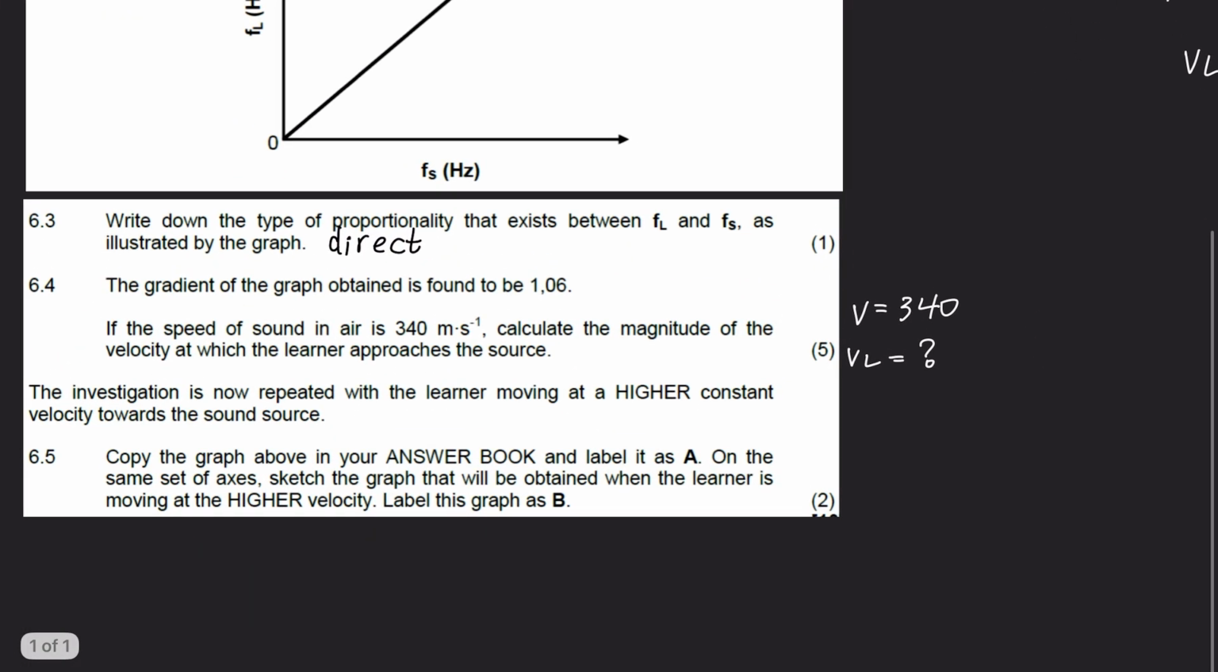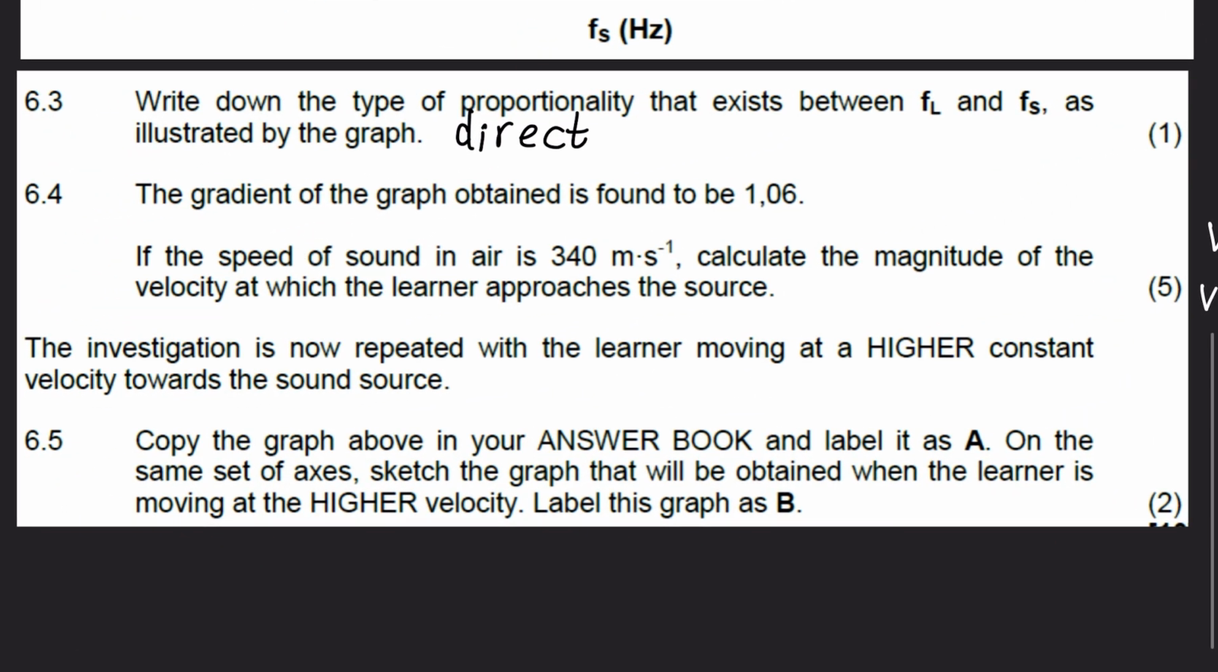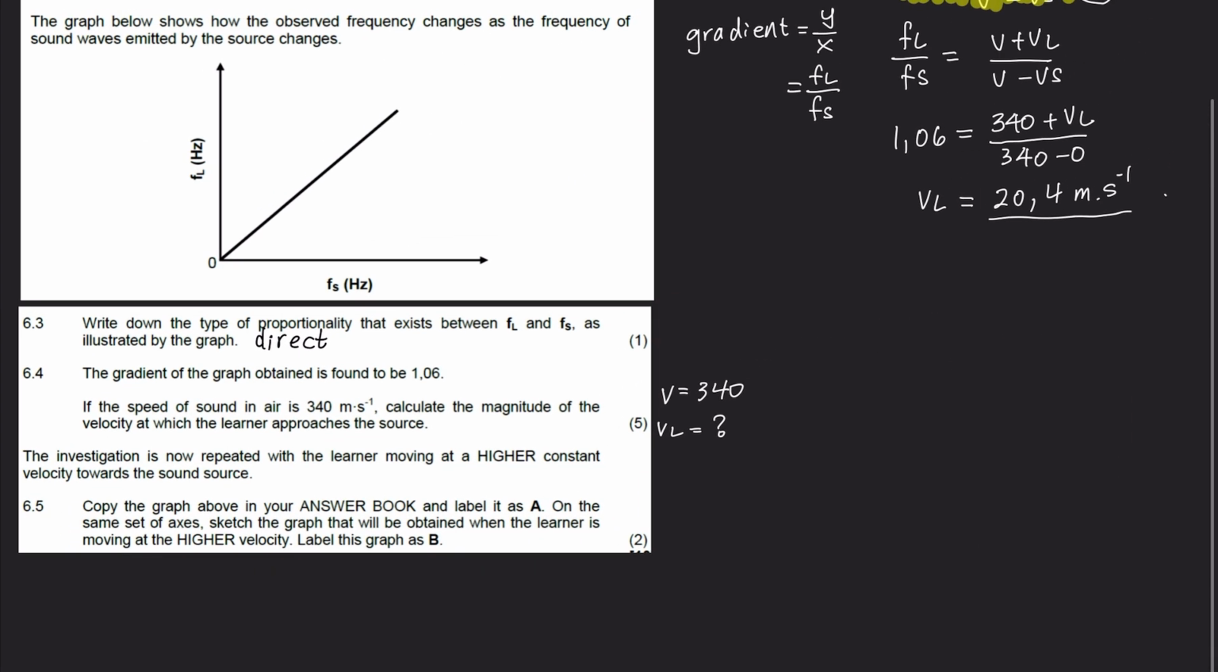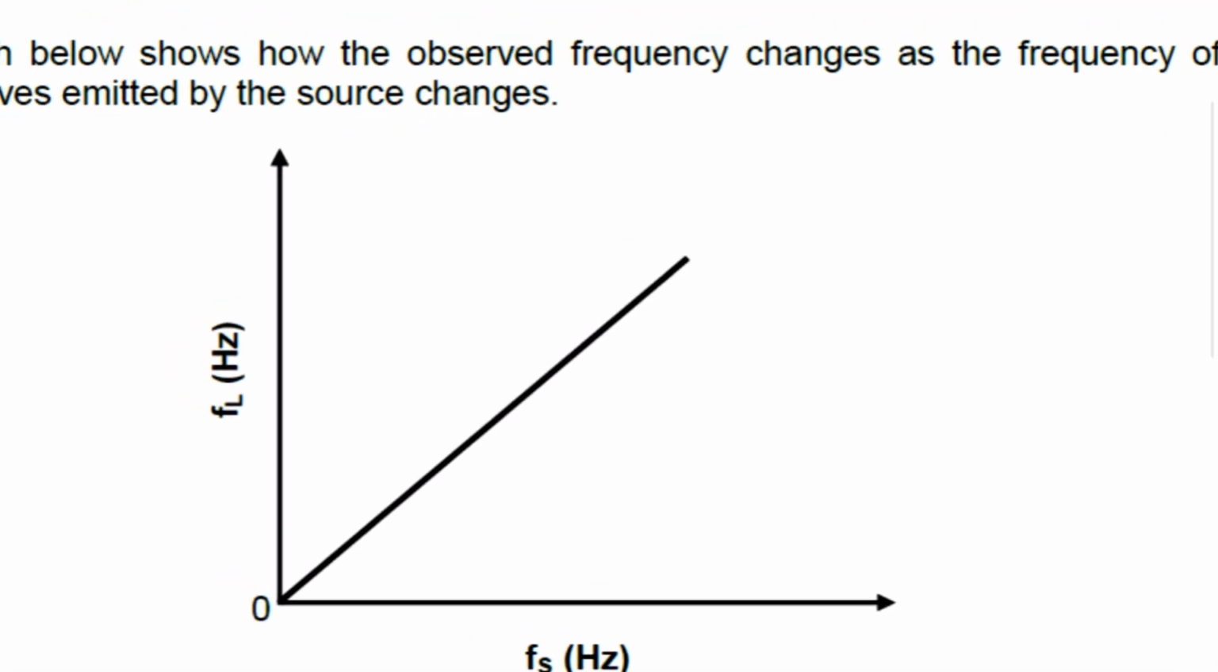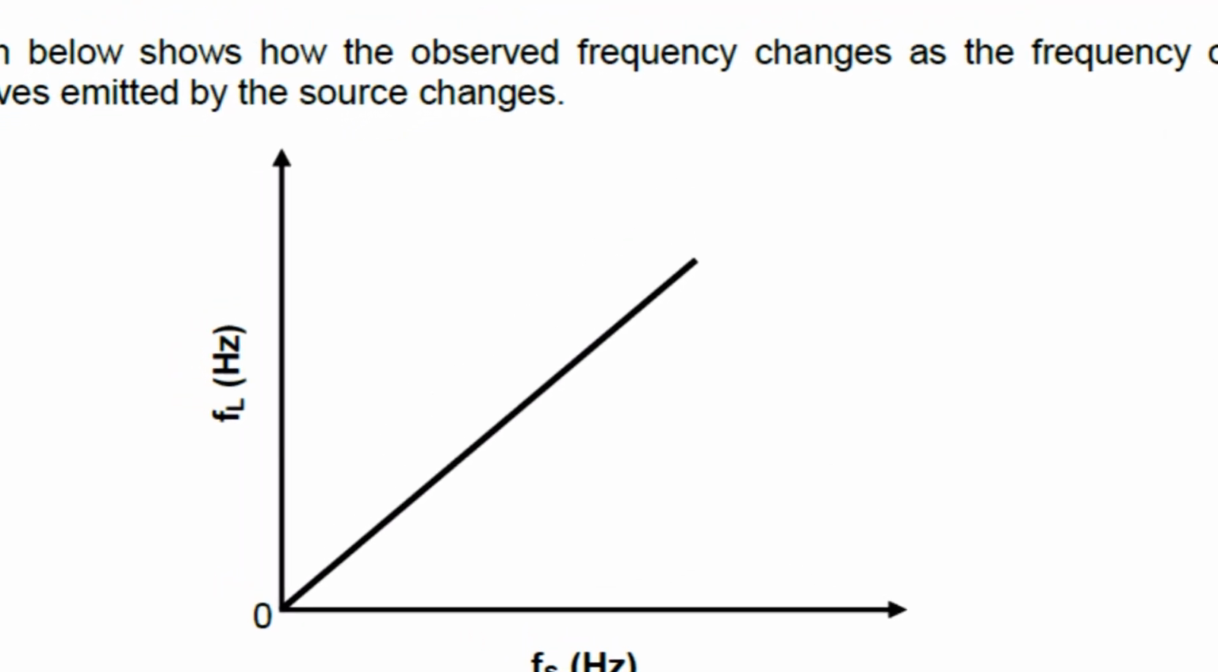Okay, let's move on. The investigation is now repeated with the learner moving at a higher constant velocity toward the sound source. Copy the graph, label it A. On the same set of axes, sketch the graph that will be obtained when the learner is moving at a higher velocity, labeled as B. Okay? Let's just use the one that's here. So we label this A.